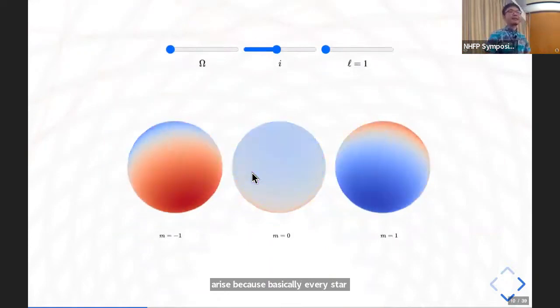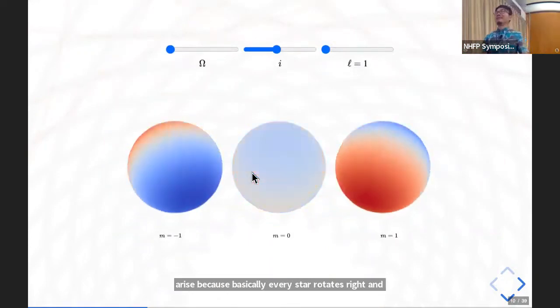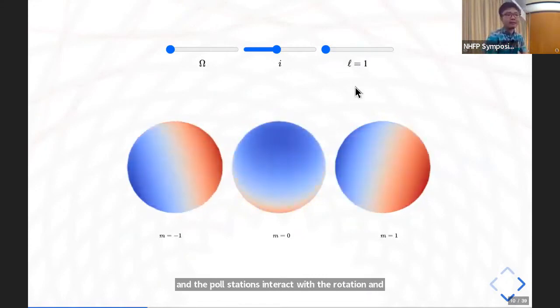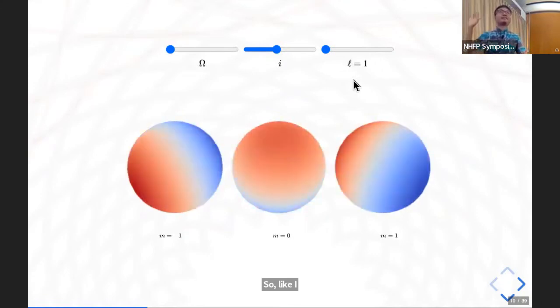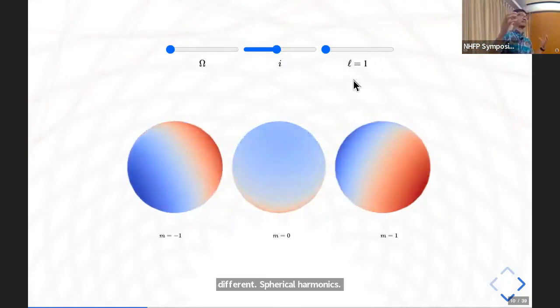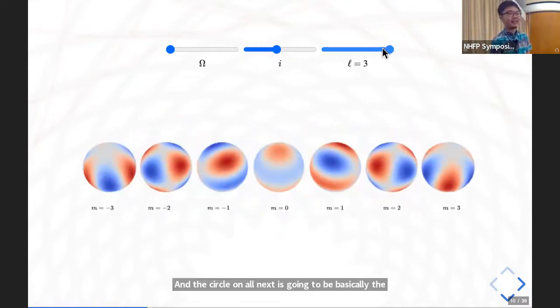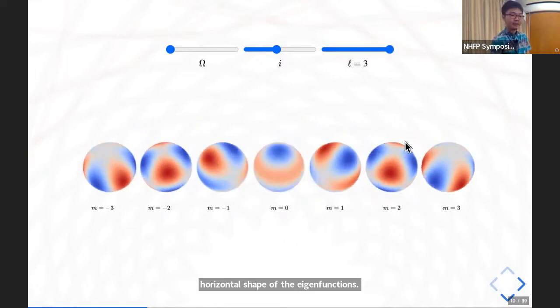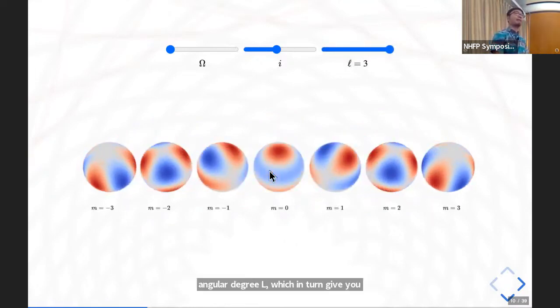And the pulsations interact with the rotation in a fairly well understood fashion. So like I said earlier, different ridges correspond to different spherical harmonics, and the spherical harmonics tell you basically the horizontal shapes of the eigenfunctions of pulsations, right? And different spherical harmonics are indexed by the angular degree L, which in turn give you different amounts of degeneracy indexed by the azimuthal order M.